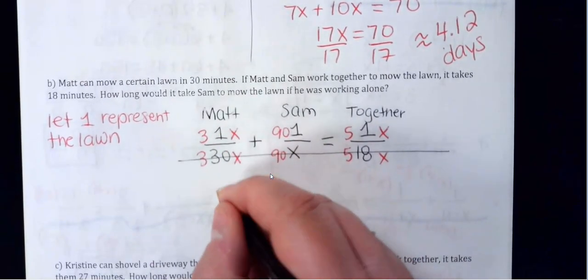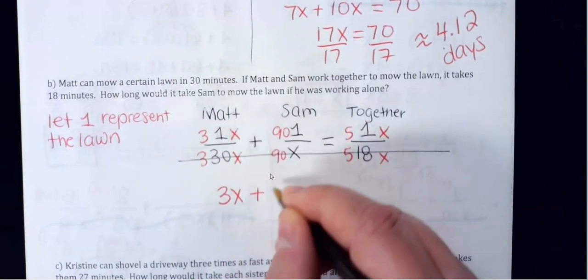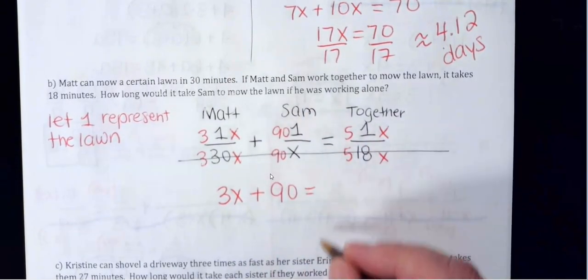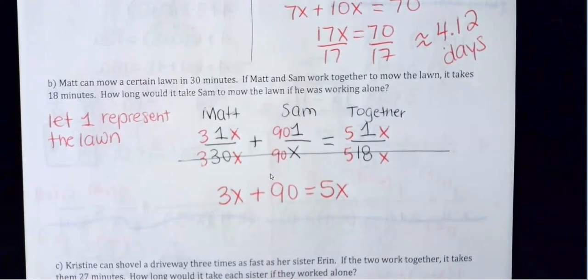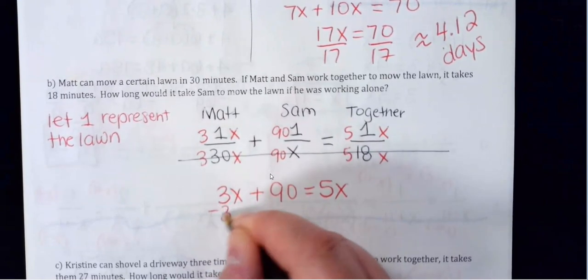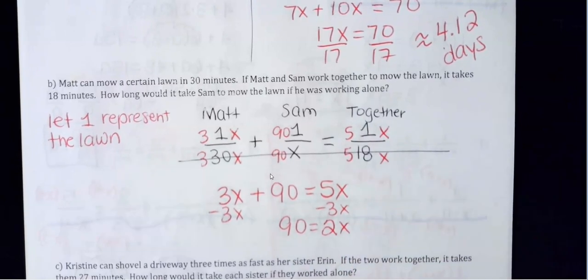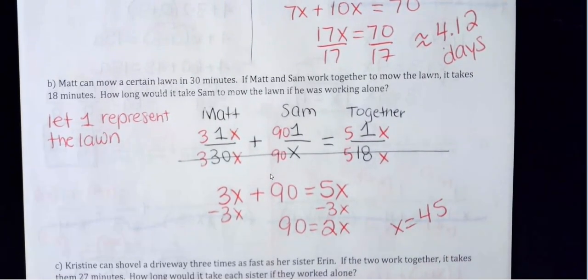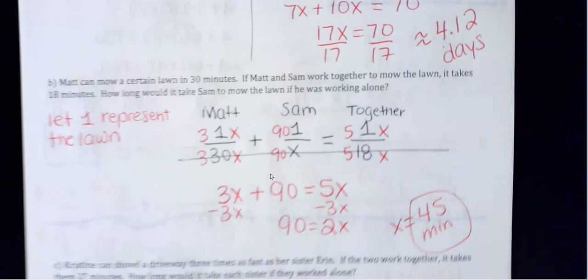So we'd have 3 times x for the first fraction after we canceled out the denominator, plus just a plain 90, no x with that. And then on the other side, 5 times 1 times x would just be 5x. And I'm just going to subtract the 3x here real quick. So I would get 90 equals 2x, and then I'm just going to take 90 divided by 2, and x is going to be 45. So this would mean Sam by himself, if he was mowing the lawn, it would take him 45 minutes.